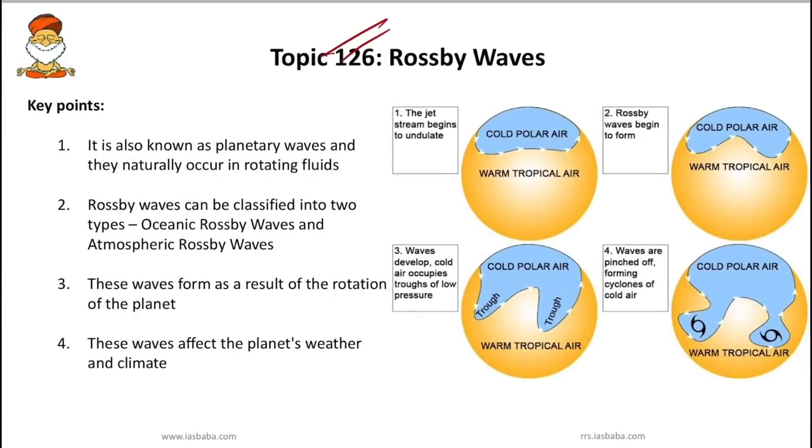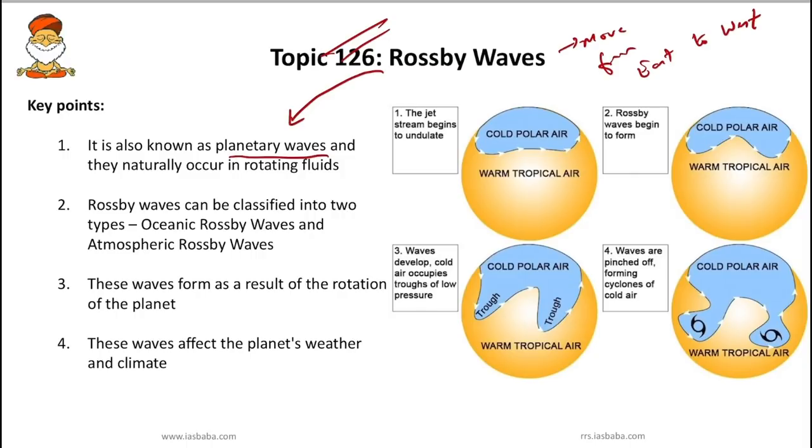So let's move on to the next topic, that is Rossby waves. For prelims, just remember these Rossby waves are also known as planetary waves, and they naturally occur in rotating fluids. They form along the equator, and they usually move from east to west.